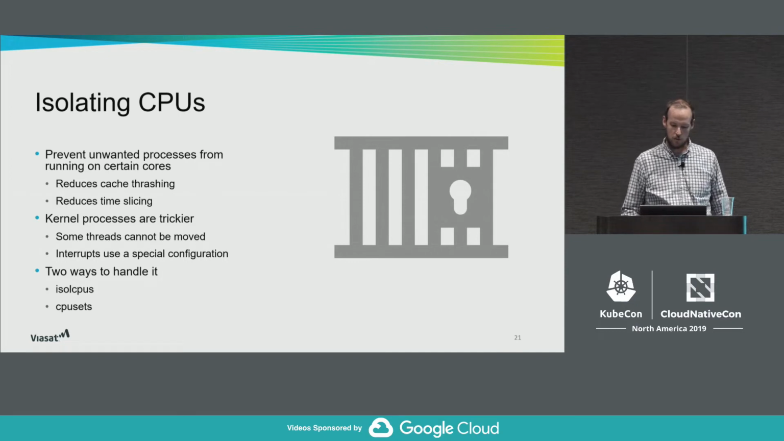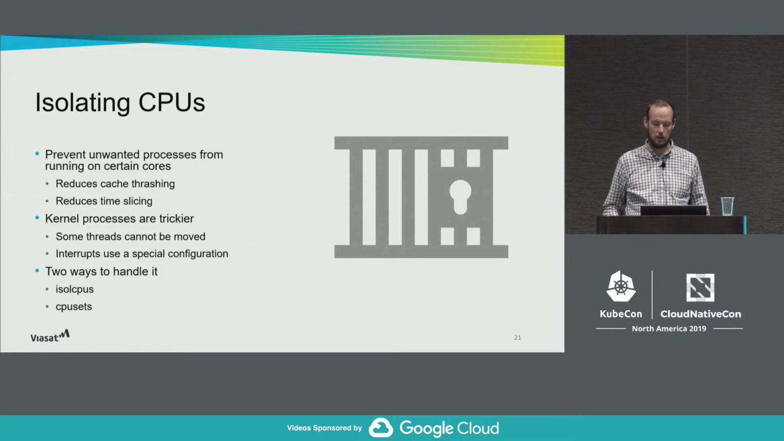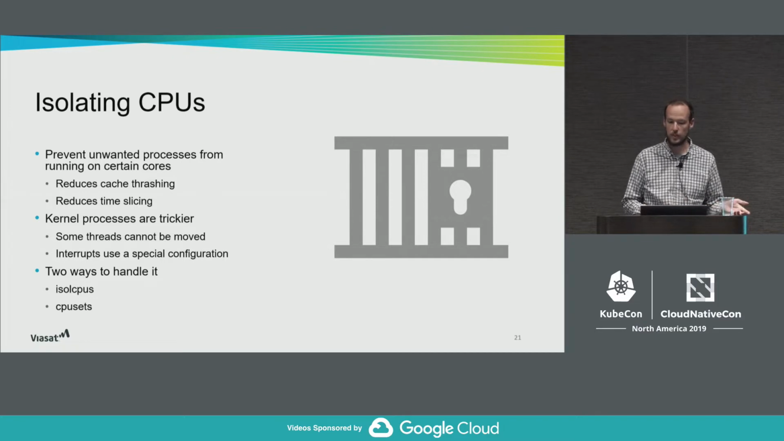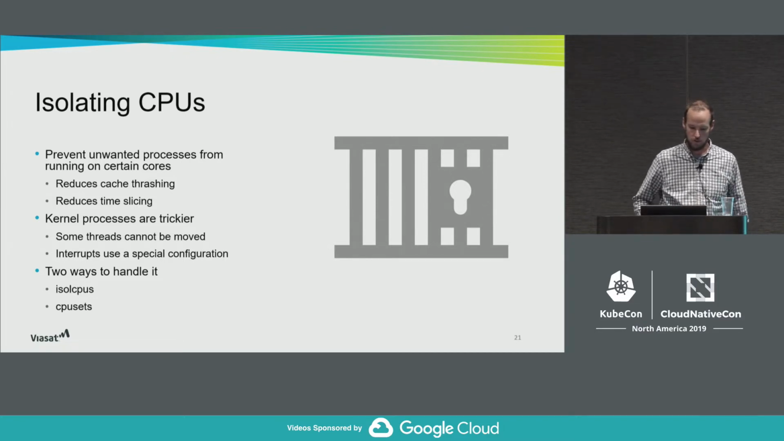One of the problems, though, is that kernel processes are a little trickier. Some kernel processes can't be moved at all. If you try to move them using any of the provisions in the kernel, it won't do anything. Things like interrupts also need a special configuration. If you try to move the interrupt processes, they won't do anything, but you can do that on boot. So there are effectively two ways to handle isolating CPUs.